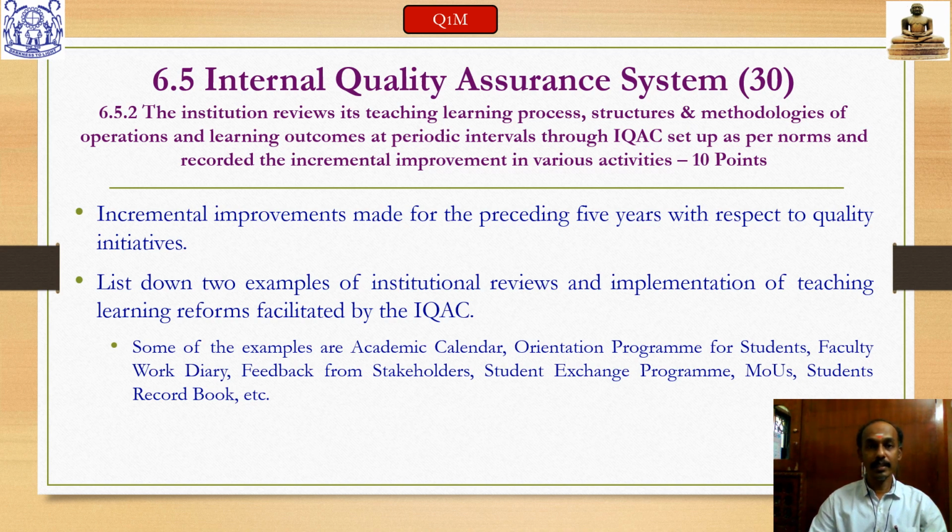And even the feedback system which is followed, what are the feedback systems taken from the students, teachers, alumni, parents, industrialists. All such data needs to be gathered and analyzed, and it should have proper suggestions which lead to incremental improvements. So here you have to mention at least 2 incremental improvements that happened due to these reforms by the IQAC cell.